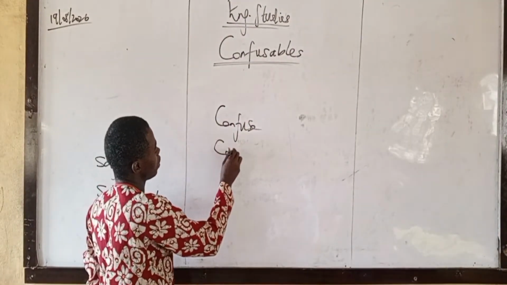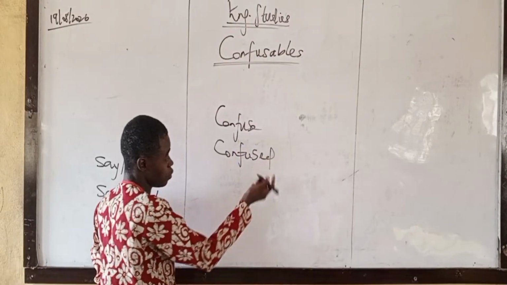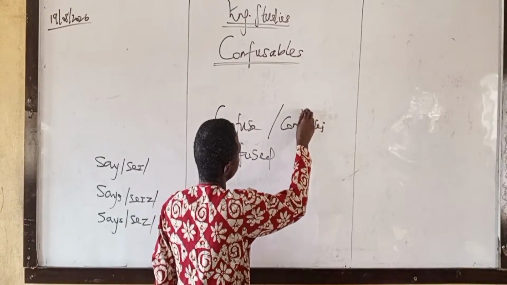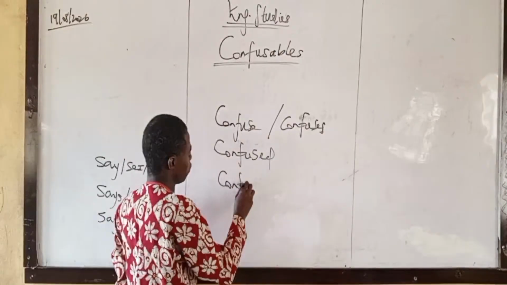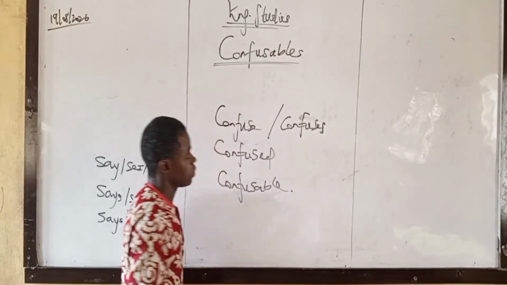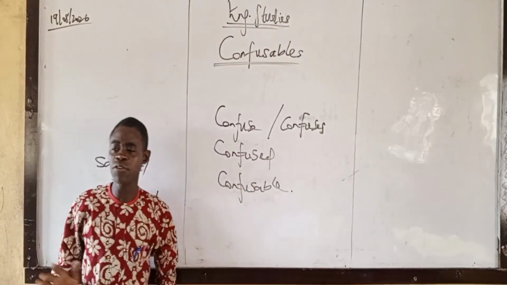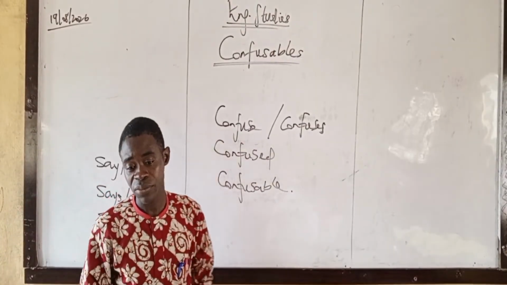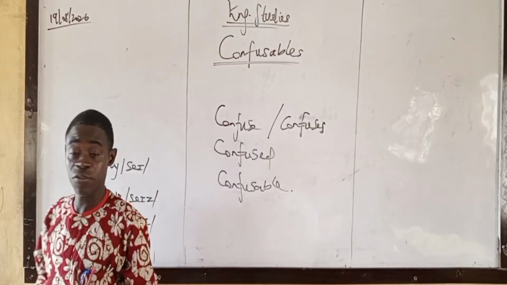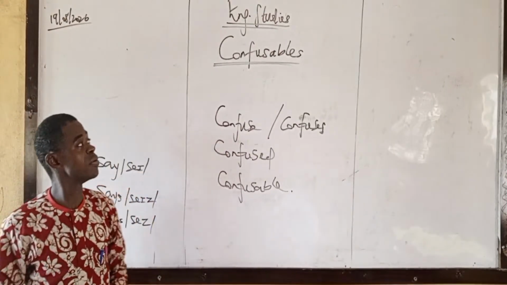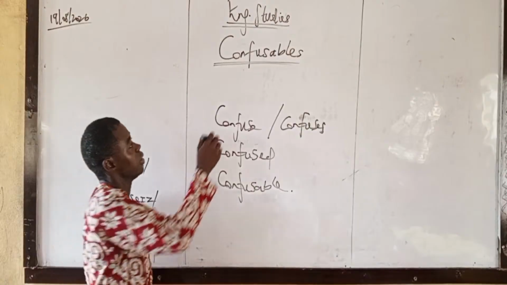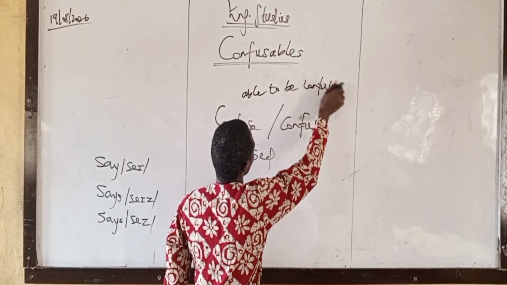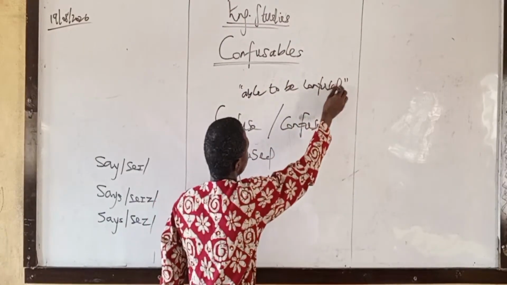From this word, we have the word confused, right? As the past says. Of course, we also have the word confuses. Then we have the word confusable. Quickly, what are confusables? You want to find out. You would like to write. Confusable simply means able to be confused. Put it, able to be confused.